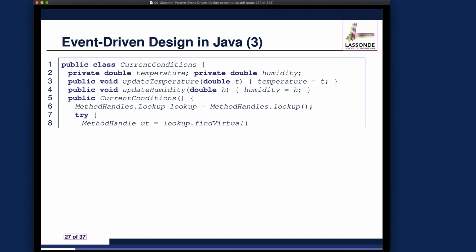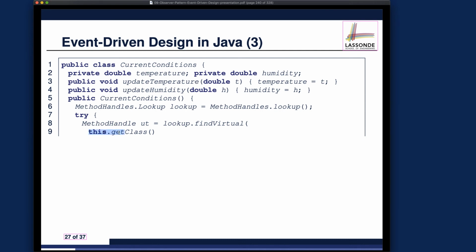Let's try that. This UT here stands for update temperature. That's the first pointer to a method that we're going to retrieve. So we simply use the lookup that we got before. The lookup is the utility for us to find, and it's simply called findVirtual. That's for us to retrieve the pointer of the method. Now, in order to retrieve that method handle, what do we need to pass? We need to pass several pieces of information.